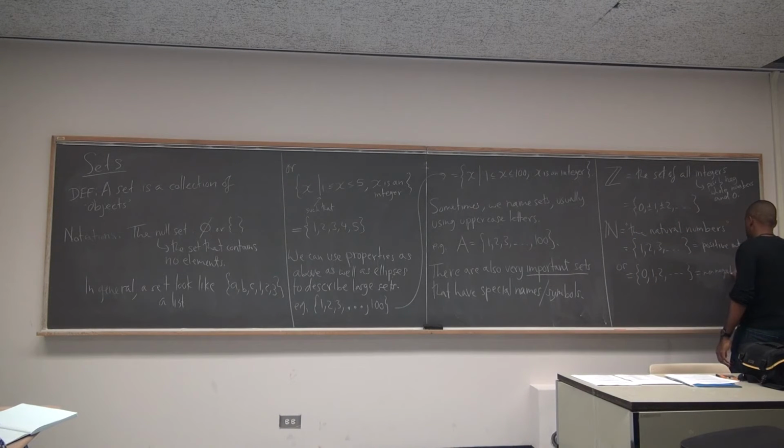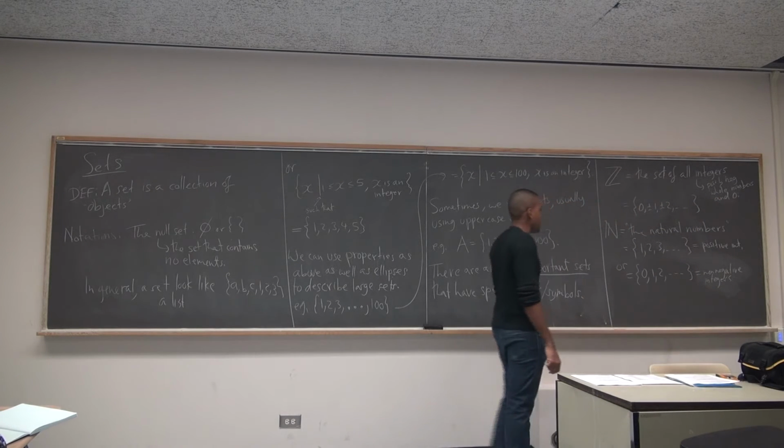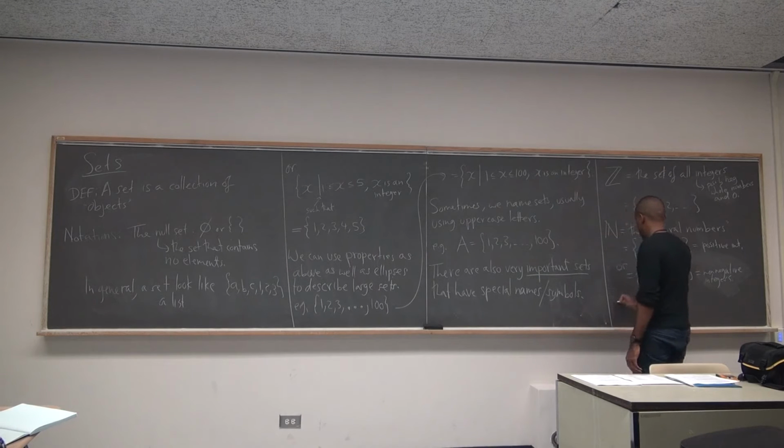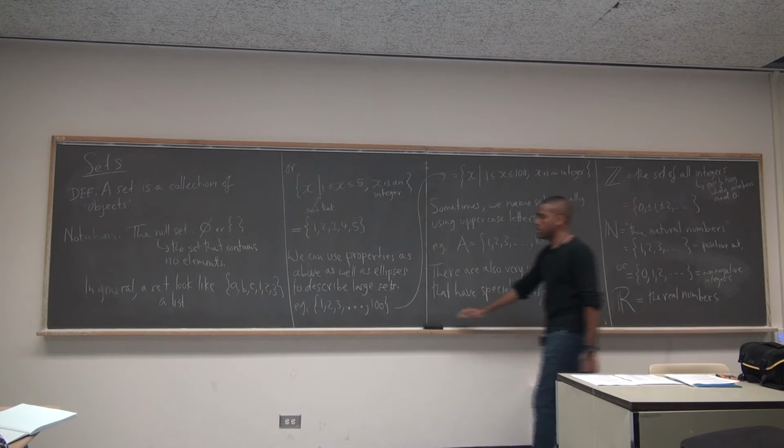Negative integers. So whenever you see me write that, this is what I mean. So, another important set is the set R. What is R? Real numbers, right? Basically all the numbers on the number line. Okay.